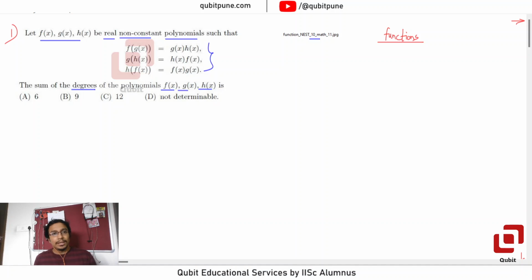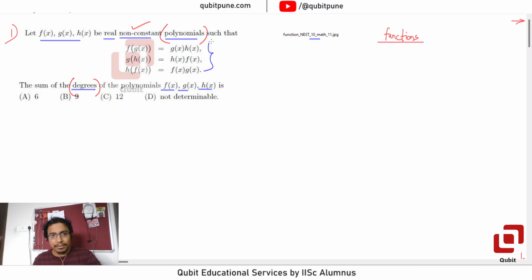Now look, first of all, let us take note of the fact that these are not just functions, but a special category of functions, that of polynomials, because only polynomials have a degree associated with them, and that degree is the highest power of x. And they are non-constant, so we cannot assume them to be constant polynomials like f of x equal to 1, f of x equal to pi, and so on.